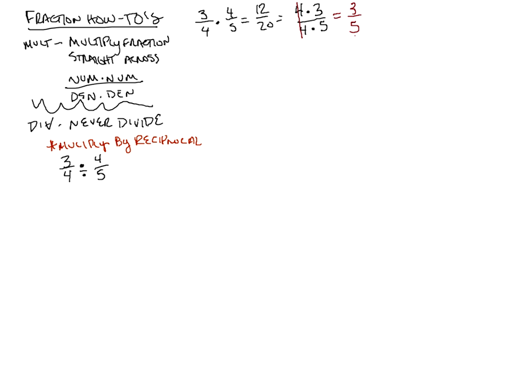Okay? We don't do 3/4 divided by 4/5. What we do is 3/4 multiplied by the reciprocal of the second fraction, which is 5/4. Okay? And then you've turned it into a multiplication problem, so you just multiply straight across. 15/16. And that's it.